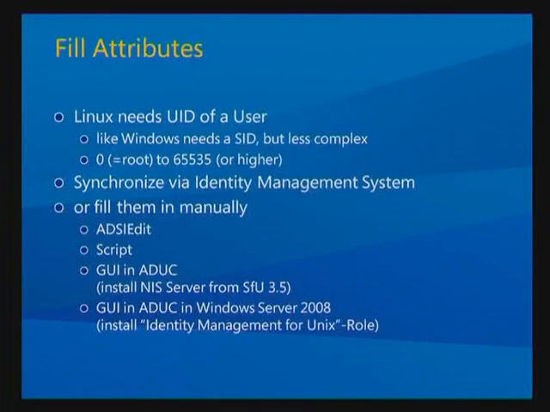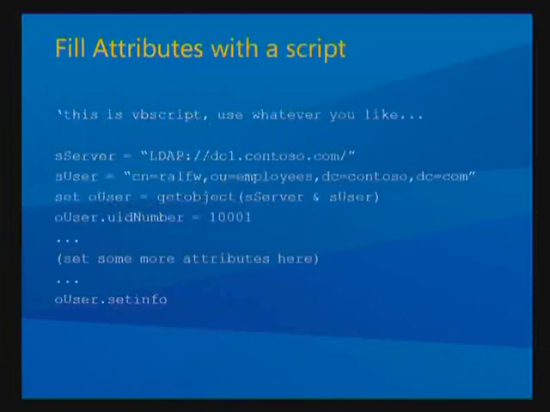It depends on how many users you have, or if you want to set up such a good but complex system. You can use ADSI Edit, enter the numbers, or you can use a script. You can use a GUI in Active Directory Users and Computers that installs when you install the NIS server from the Services for Unix. You get an extra tab on the user properties saying Unix attributes, and you can fill them in. Or you install the Identity Management for Unix role in Server 2008, and you get the same GUI there. I'll show you how to do it with a script, and this is the script.